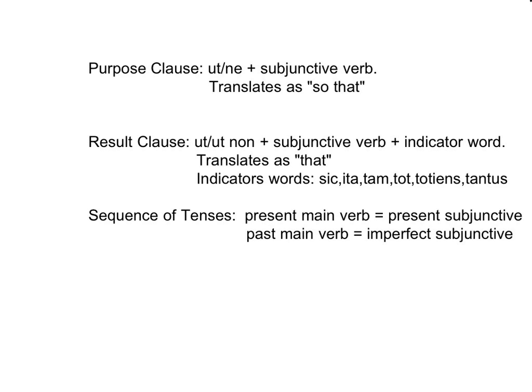Alright, this video is meant to help you prepare for learning purpose and result clauses. And this first page here gives you the rules that are necessary to do this. As you can see on the first line here, the purpose clause. Purpose clauses start with the subordinating conjunction ut or ne, if you're doing a negative. And it's followed by a subjunctive verb, not immediately after necessarily, but inside of the purpose clause, the verb will be in the subjunctive, and it translates as "so that."